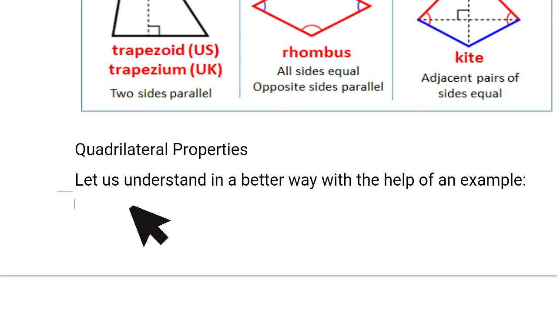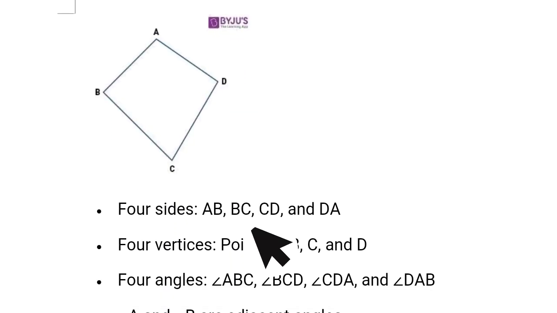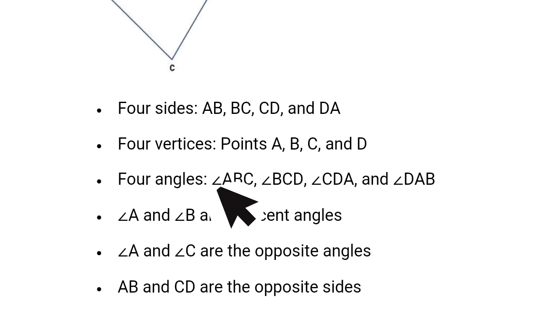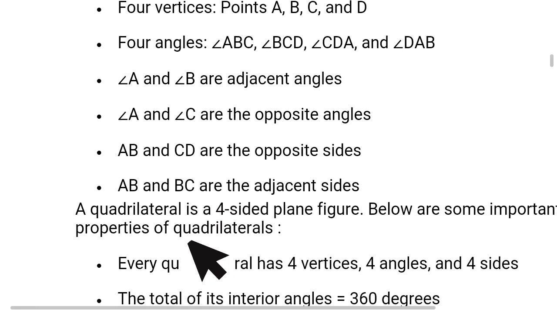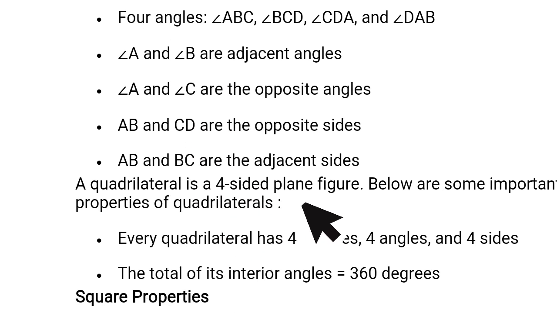Quadrilateral properties. Let us understand in a better way with the help of an example. For example, this is a quadrilateral. These are the four sides: AB, BC, CD, and AD. Four vertices are A, B, C, and D. Four angles are A, B, C, and D. These are the adjacent angles. And a quadrilateral is a four-sided plane figure.